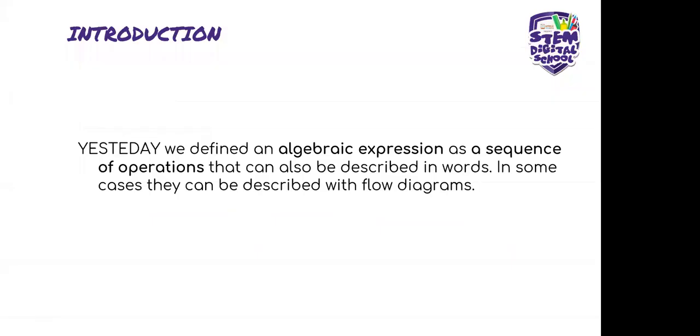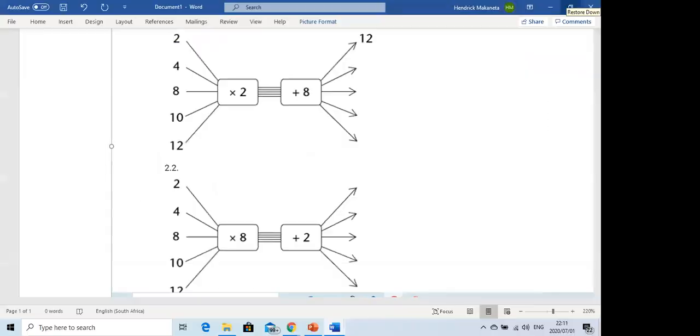And of course, yesterday I defined the algebraic expression, and I said that the algebraic expression is simply a sequence of operations that can be described in words. So in some cases, they can also be described with flow diagrams. As you shall see, the example in this case is the flow diagram. I've got two flow diagrams in our midst here.